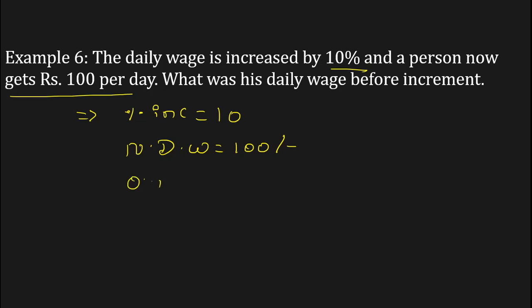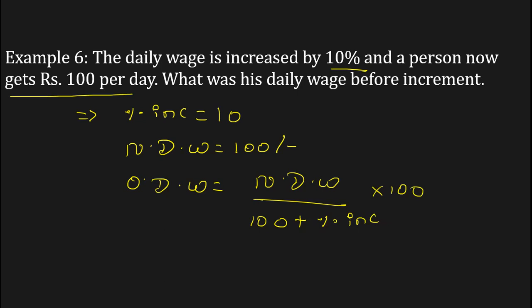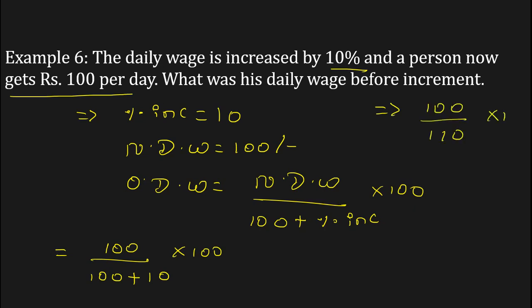That is, original daily wage is equal to, the formula is new daily wage upon 100 plus percent increased into 100. Now we know the values of new daily wage and the percent increase. Substitute in the formula, we'll be getting new daily wage is 100 upon 100 plus percent increase is 10 into 100. Now solve this one. 100 upon 110 into 100.